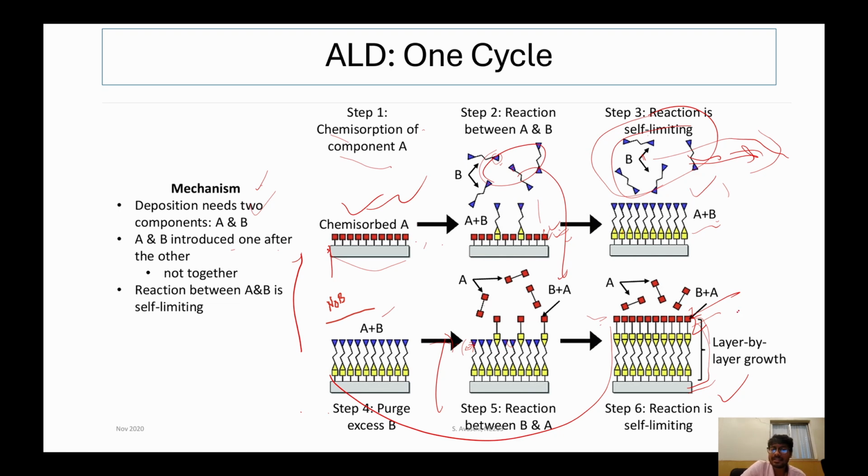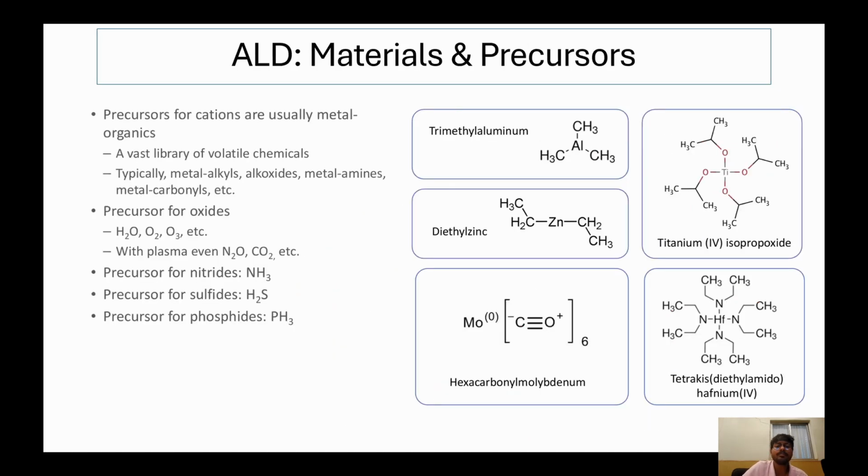Okay, after this step we will again purge the system to get rid of the excess precursor in the chamber, so that if we again pulse the precursor B, it should not react with the excess precursor A that is in the environment. Okay, so this is the thing. So unlike CVD, in ALD we do alternate pulses of these precursors.